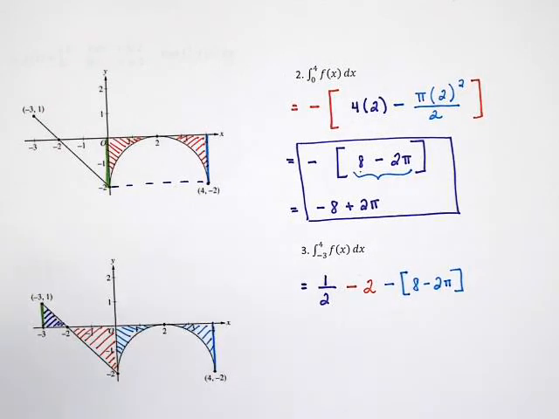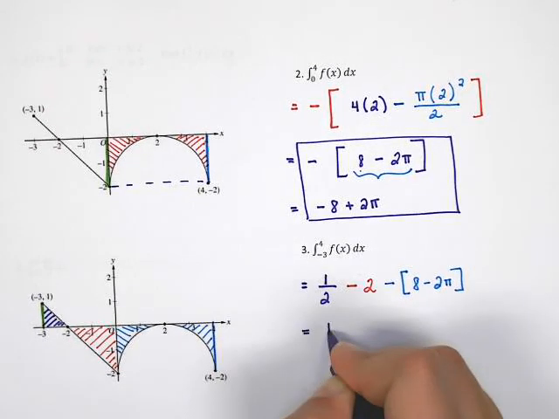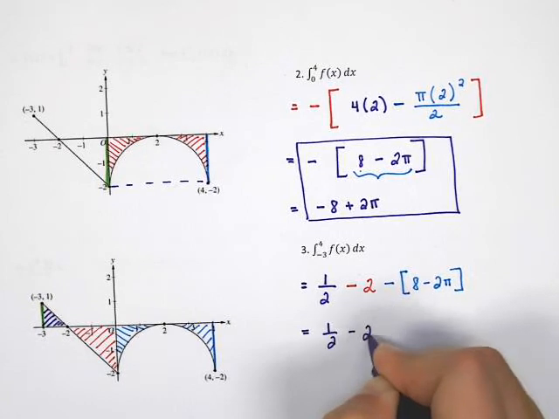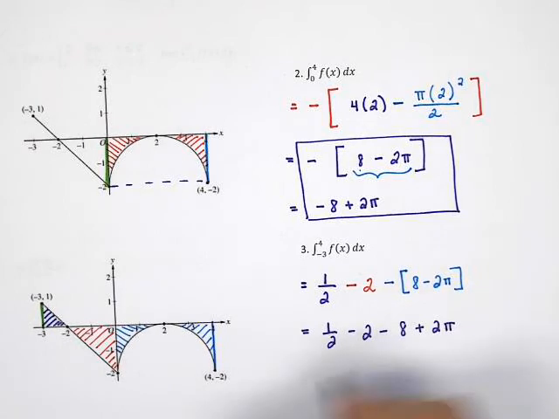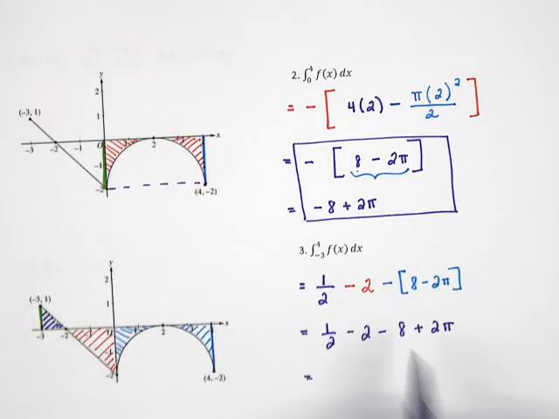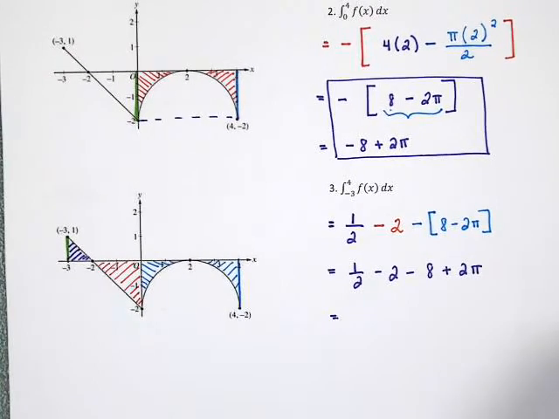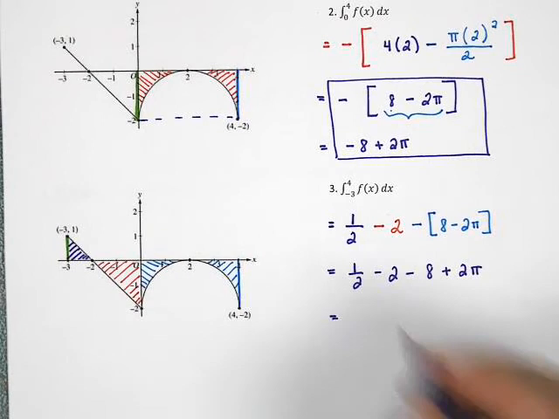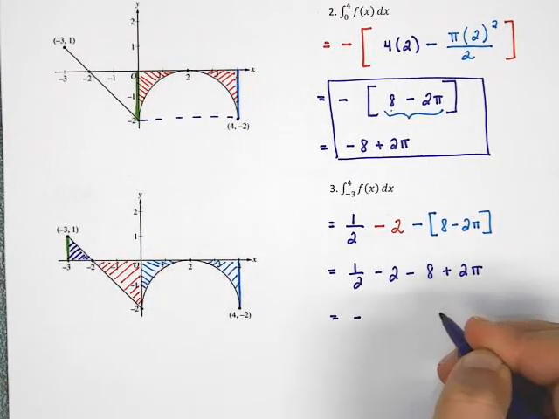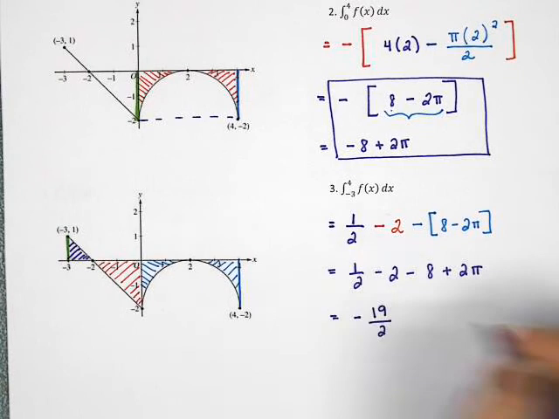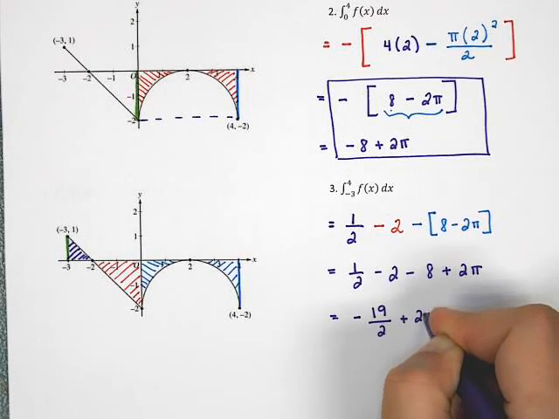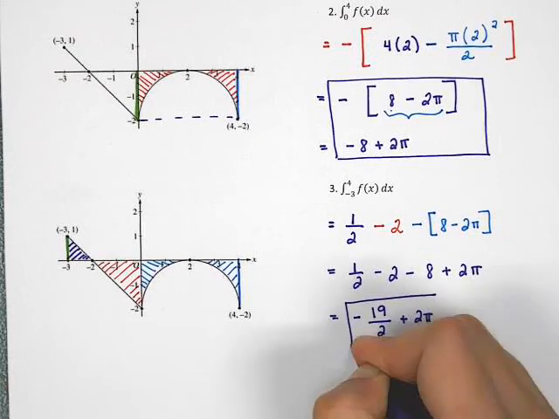And if I figure this out all together, I'm going to have 1/2 minus 2 minus 8 plus 2 pi. So 1/2 minus 10, which would be negative 19 over 2, plus 2 pi would be my total size of this integral.